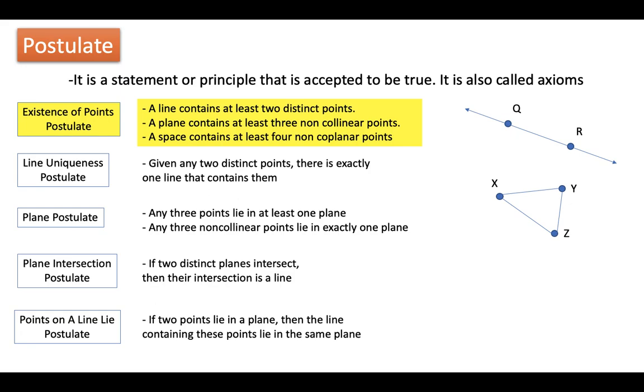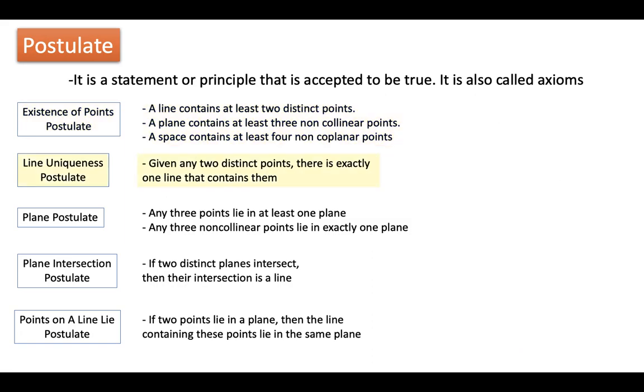But it is impossible for a plane to contain only two known points, while a space contains at least four non-coplanar points. So this triangular prism contains point A, point B, point C, and point D. It is impossible for a space or a 3D geometry to contain less than four non-coplanar points.